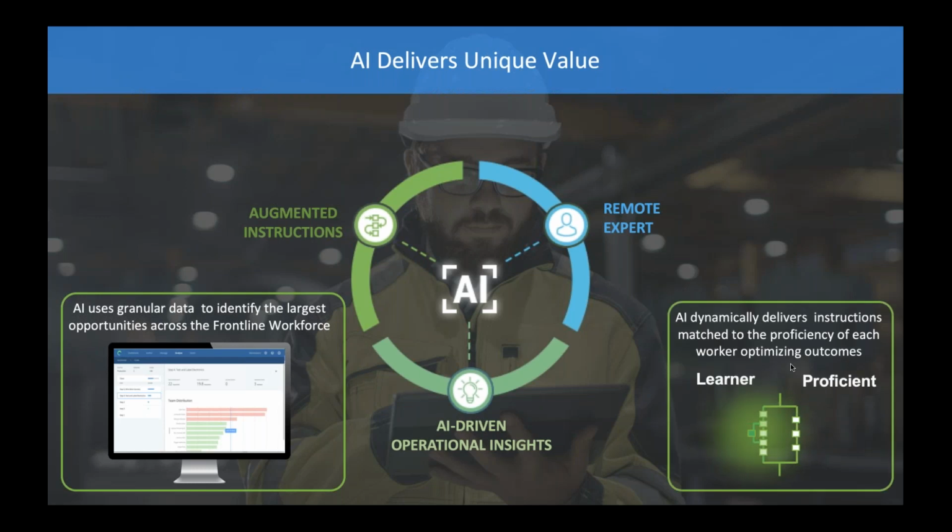And secondly, while a connected worker platform is gathering data and using AI to process it, we're learning a lot about how each frontline worker is performing their job and the proficiency that they have in those jobs. So it allows our AI engine to deliver to each worker a personalized set of instructions so that workers can work more independently without, quote unquote, someone sitting over their shoulder.